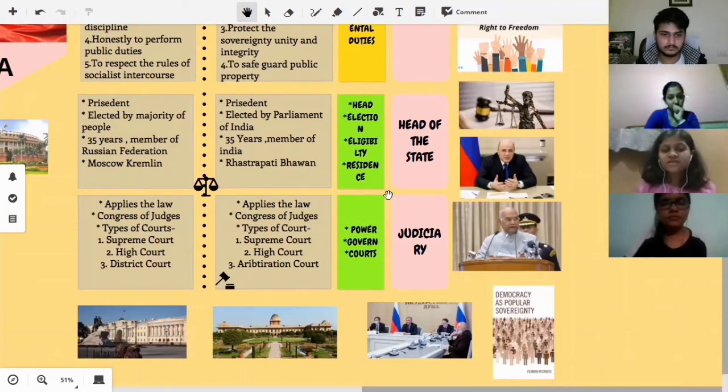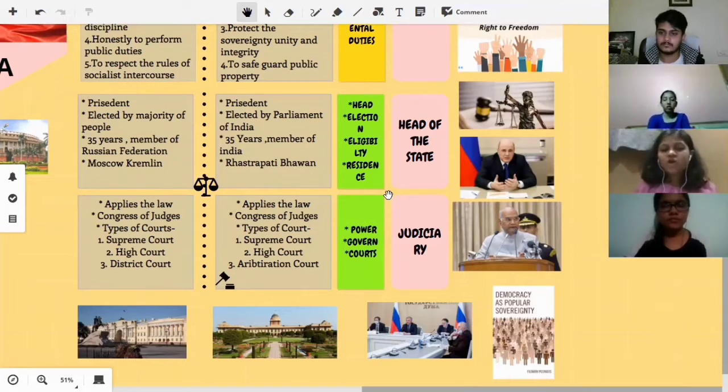The president in India is elected by the Parliament of India, where they have to prove why they want to be the president and what work they can do as president. The eligibility for the president in Russia and India is the same. The person should be 35 years old, a member of the Russian or the Indian Federation, and a permanent resident of Russia or India for about 25 years.